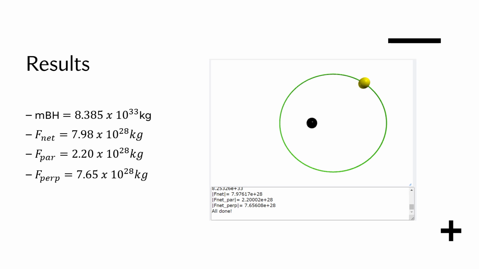Here are my results for part 1 of the lab. The mass of the black hole I calculated to be 8.385 times 10 to the 33rd kilograms, and I calculated this by finding the average of all of the results that the computational model gave me, because they gave me many numbers, and we only need one answer for the mass of the black hole, so I just averaged them. Then F net is equal to 7.98 times 10 to the 28th. The parallel component of the net force is 2.2 times 10 to the 20th, and the perpendicular component is 7.65 times 10 to the 28th.